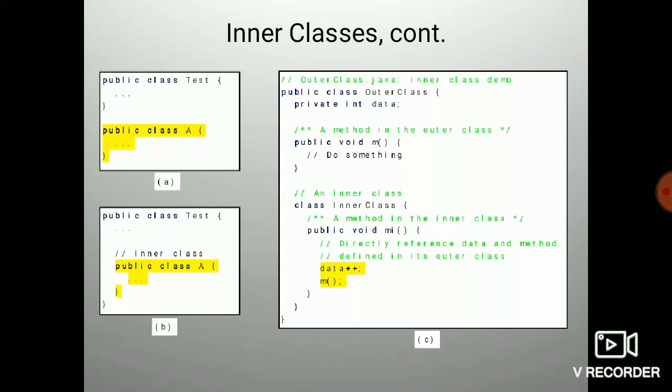Here the advantage of an inner class is that you do not have to pass the reference of the outer class to access the methods and variables of the outer class in the inner class. Here the data variable and method m are defined in the outer class, but we are using them directly from the inner class, so we don't have to pass the reference. That is the most beneficial.